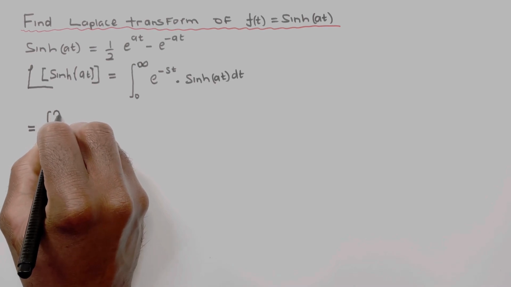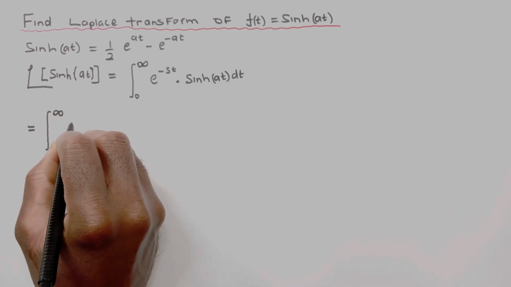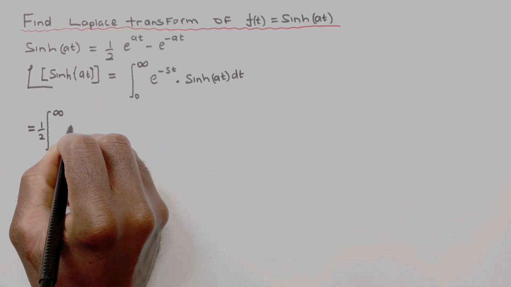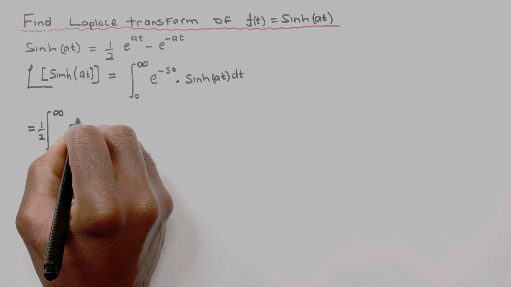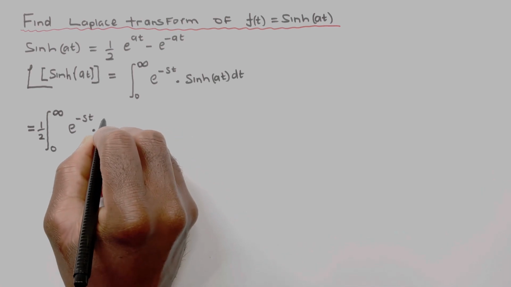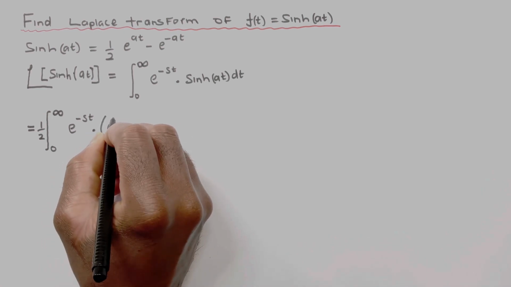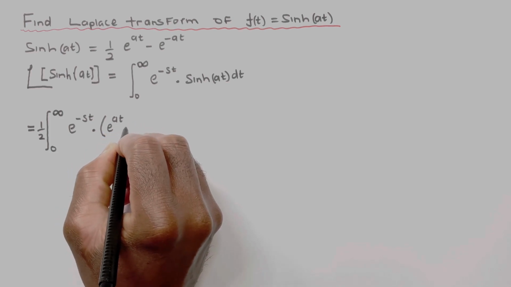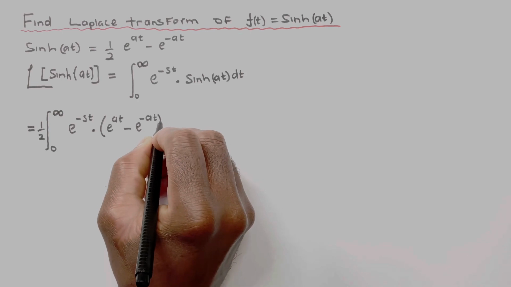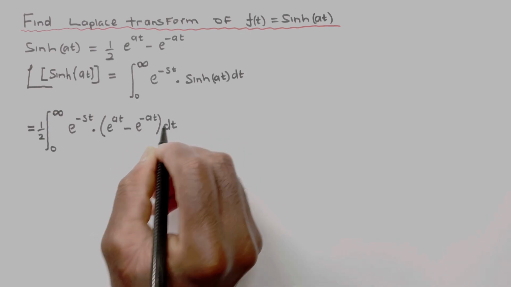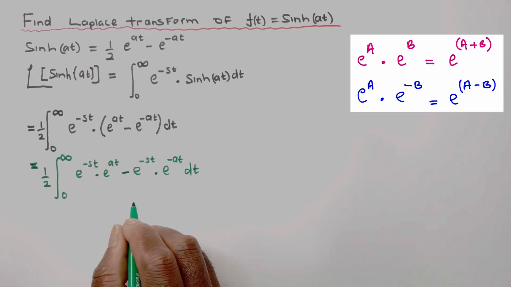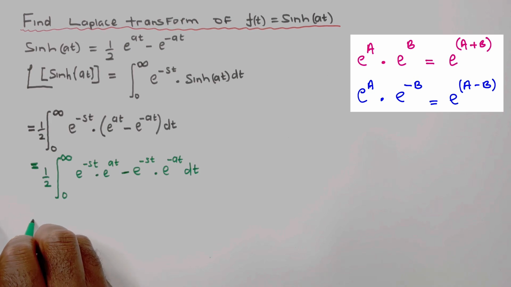0 to infinity for the integration of semi-infinite integral. We bring the half out and we write e to power minus st times, open bracket, e to power at minus e to power minus at, close bracket, dt. And we can expand the bracket and simplify using indices.